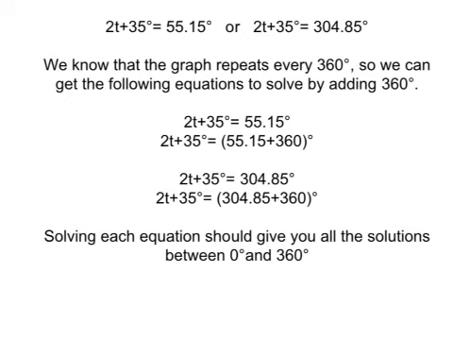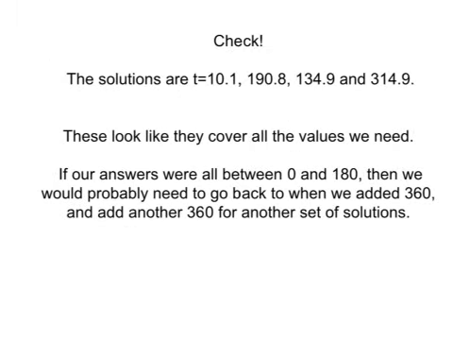If you then work through and solve each of these 4 equations, you should hopefully find you get all the solutions for t between 0 and 360. We can now check our solutions. So if we've solved those equations, you've got t is 10.1, 190.8, 134.9 and 314.9 to 1 decimal place, because that's what the question asked for. Because we've got values between 10 and 314, it looks like it covers all the values between 0 and 360.